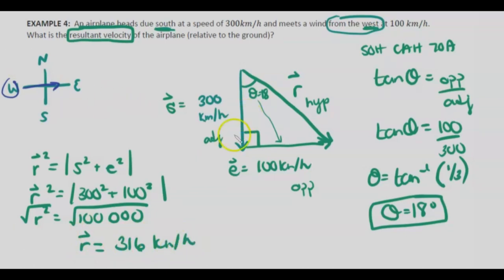What this means is that this resultant is traveling at 316 kilometers per hour. Say, for example, the airplane is going south, but then it's getting pushed to the right, like east, at 100 kilometers an hour. See how we have 300 and 100? It is speeding up from that wind because it's going 316 kilometers an hour.